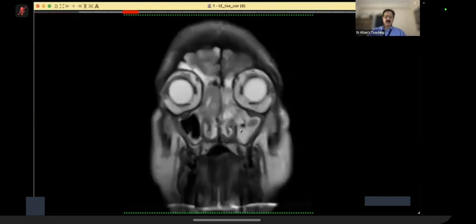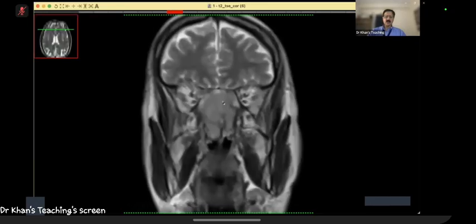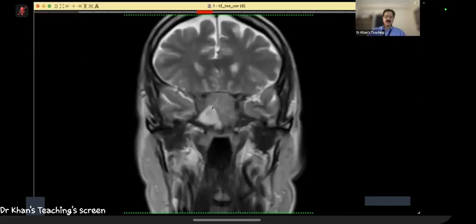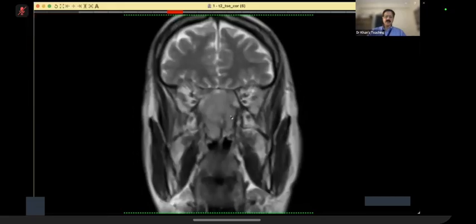Look here at what is happening in the maxillary sinus. But the tumor itself is intermediate in signal intensity on T2. So this is not fluid. This is different. And within that, you will see trapped fluid. So here, there is a bit of trapped fluid. As we go back, this is the orbital apex.